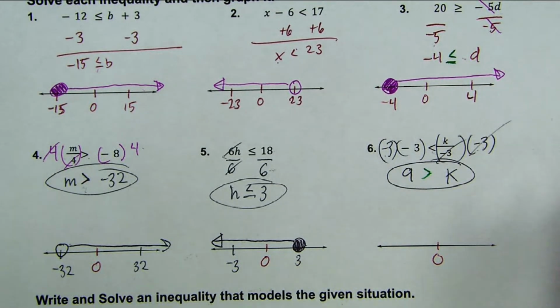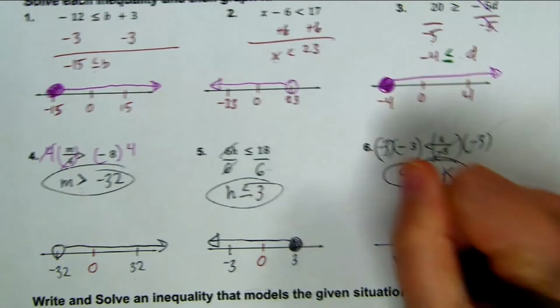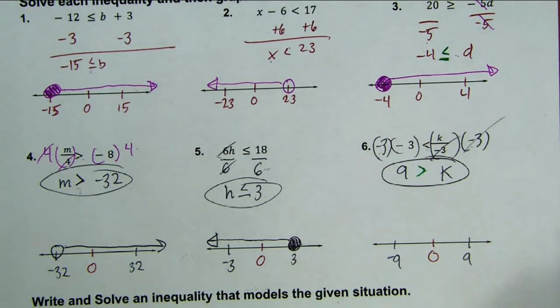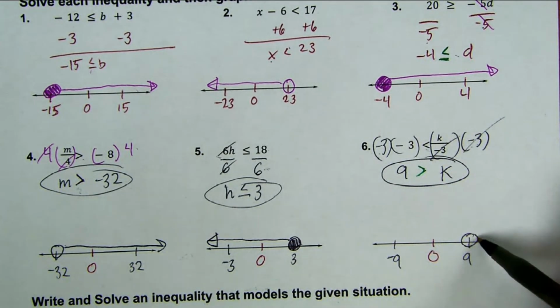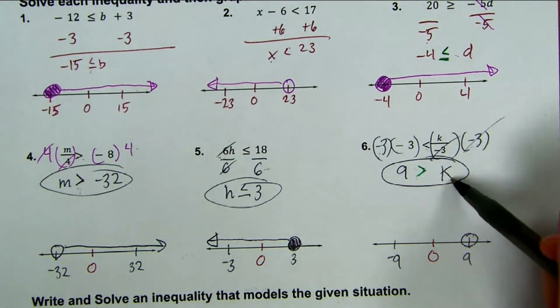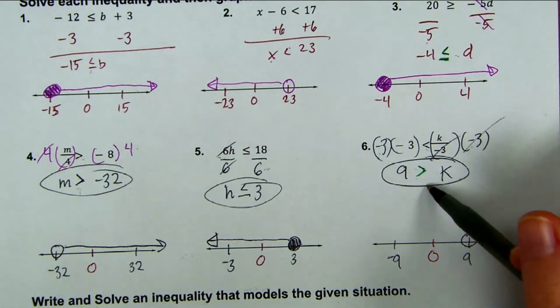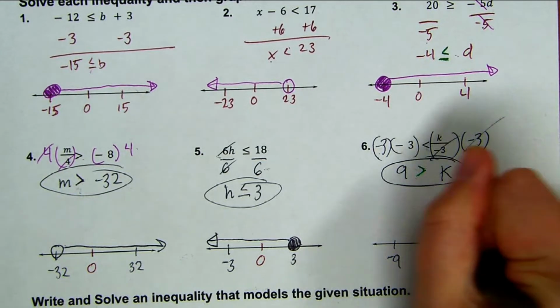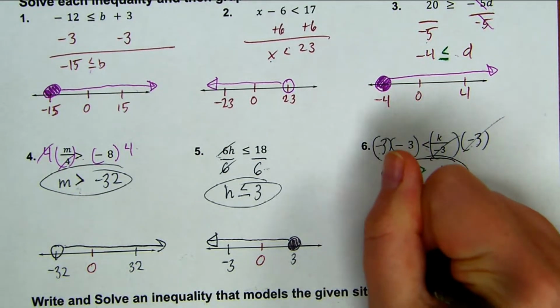I have 0, 9, and negative 9. I will put my open circle at 9. 9 is greater than k, so that means k has to be numbers smaller than 9. So smaller numbers are off to the left side of the graph. So I can draw my arrow going off to the left side.